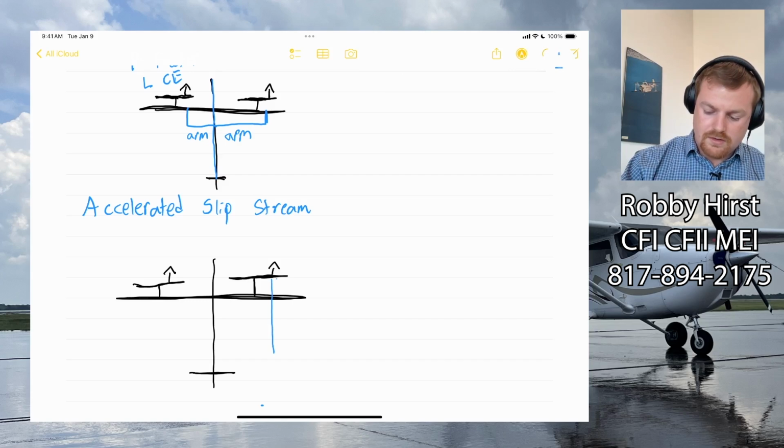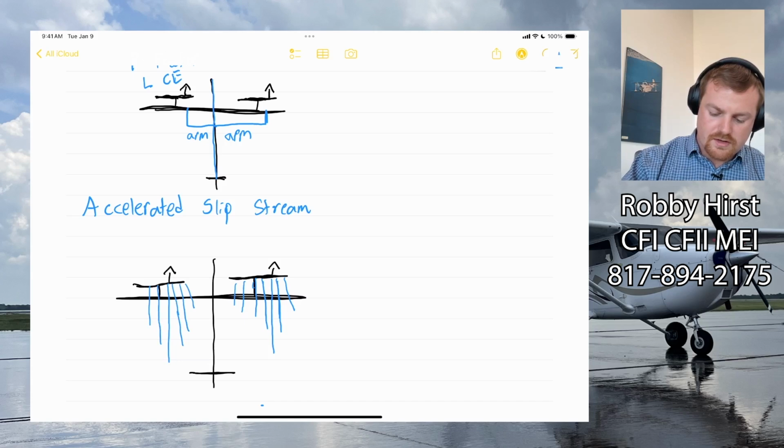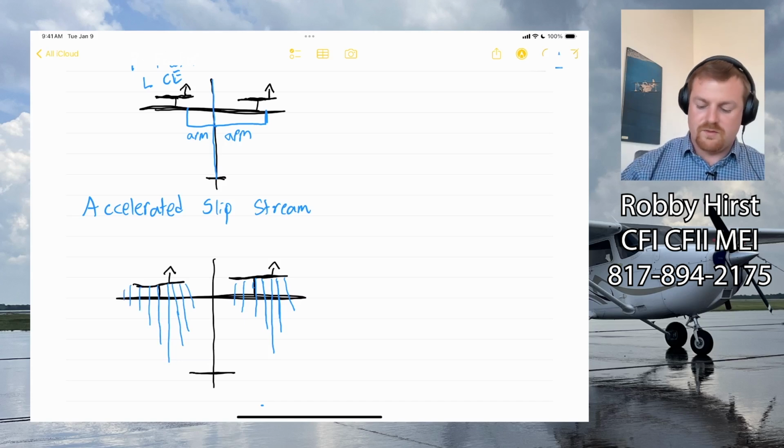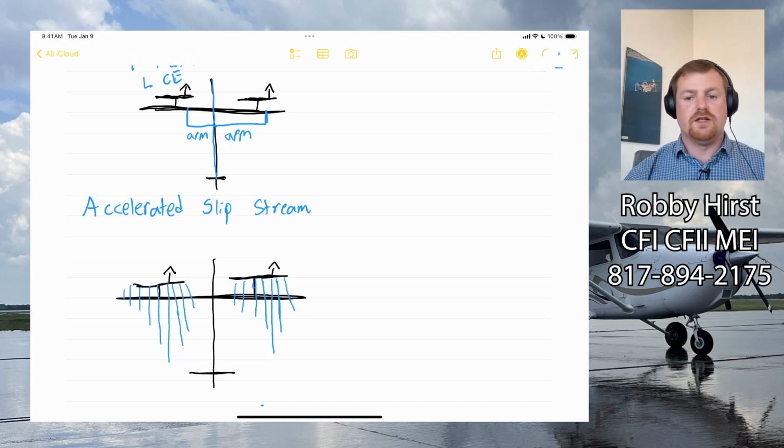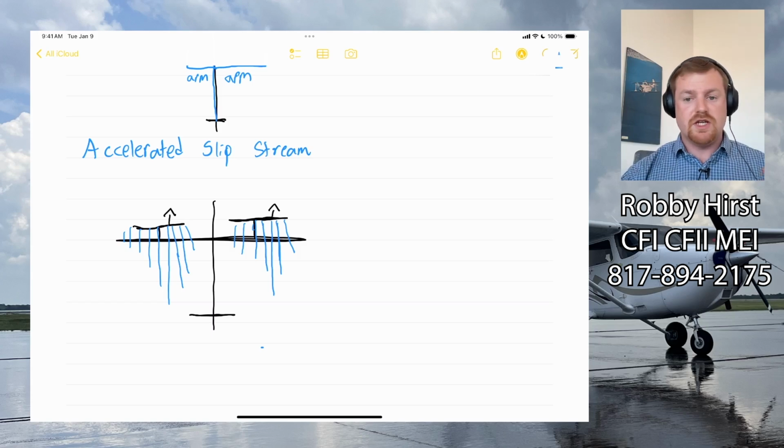that center of thrust is also going to have more air coming over the wing. If we take a look at this drawing, the further away from the center of thrust you get, the less airflow is coming over the wing. What happens whenever air goes over a wing? We produce lift. And so with both engines operating, it's producing an equal amount of lift on either side.